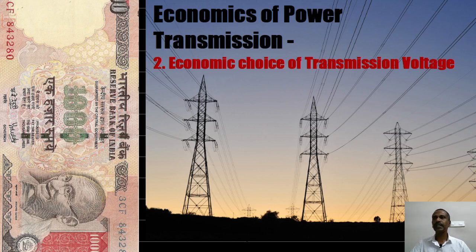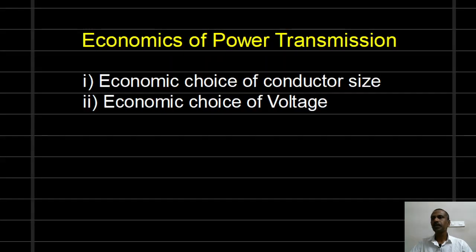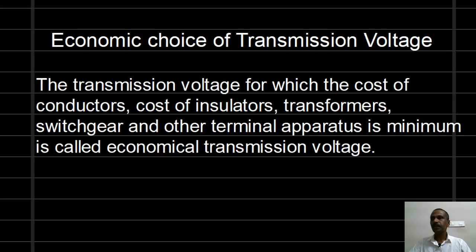In the last class, we studied how we can choose the economic size of a conductor. In this class, we will see the economic choice of transmission voltage. That is, how we can choose the economic transmission voltage. In the economics of power transmission, we have to consider both conductor size and the transmission voltage. In this class, we are going to study the economic choice of transmission voltage.